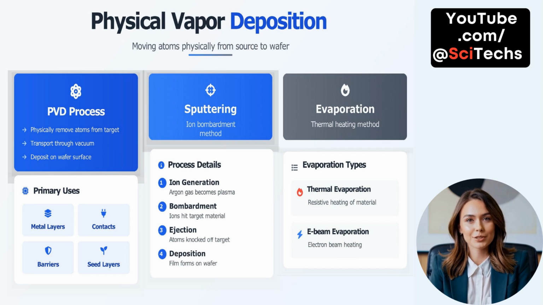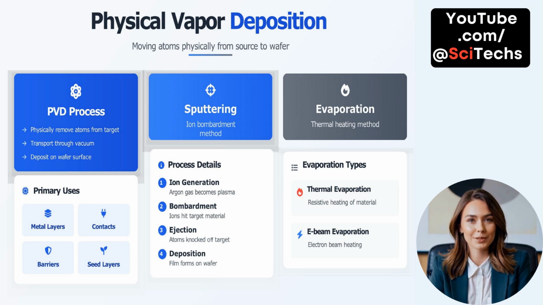Physical vapor deposition. Physical vapor deposition, or PVD, is a process that physically moves atoms from a solid source to a wafer. The process begins by removing atoms from a target material, then transporting them through a vacuum, and finally depositing them onto the wafer surface. PVD is widely used in semiconductor manufacturing for its precision and cleanliness. Its primary applications include forming metal layers, contacts, diffusion barriers, and seed layers required for subsequent processing steps.